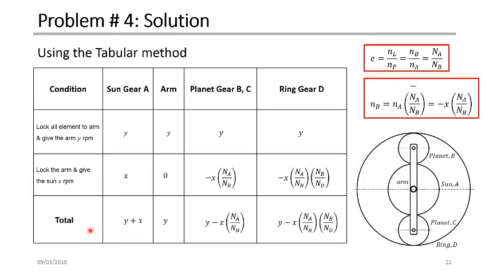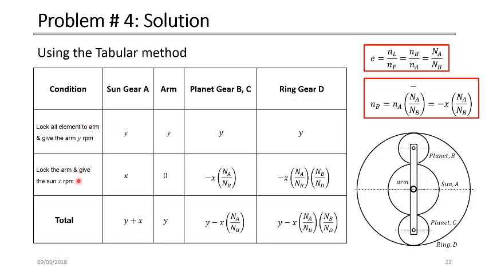Coming to the tabular method, we first build a table. The first column is called condition, and in the second column we start with the input. The input here is the sun gear, so we call the second column the sun gear. The sequence or order of these columns is optional. We call the next one the arm, then the planet gear P or C, and we call the last one the ring gear D.